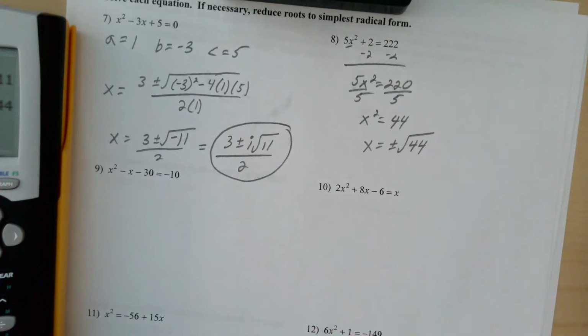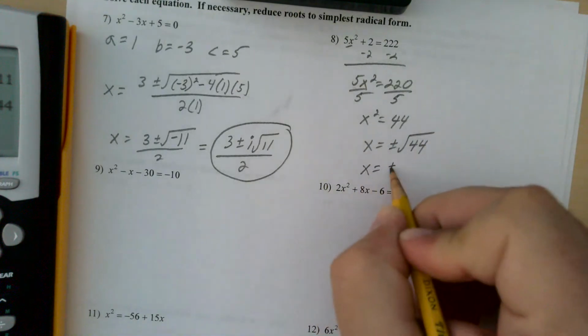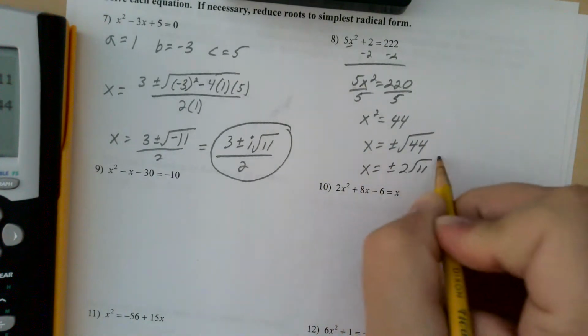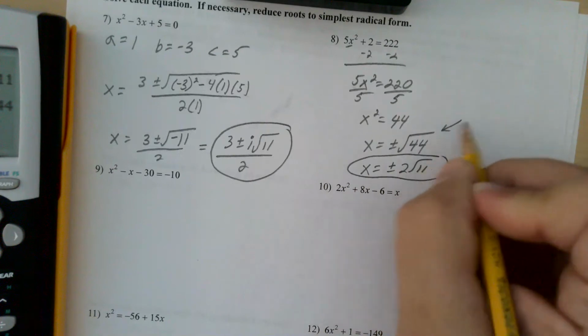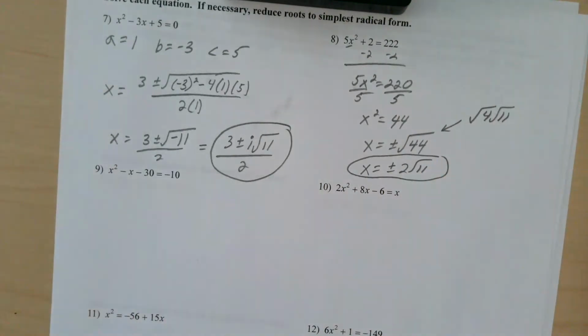On your quiz, I took a half point off if you didn't have the plus or minus. There are 2 answers. And then since this can be simplified, I want you to be able to simplify. So 44, let me explain where that comes from. I can break up 44 as root 4 times root 11, and the square root of 4 becomes a 2.